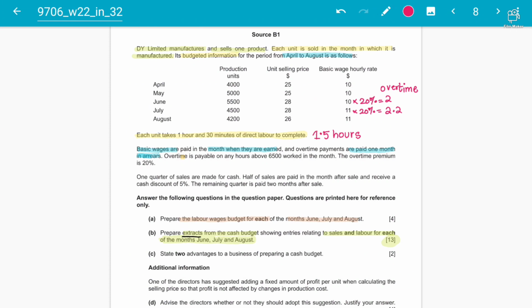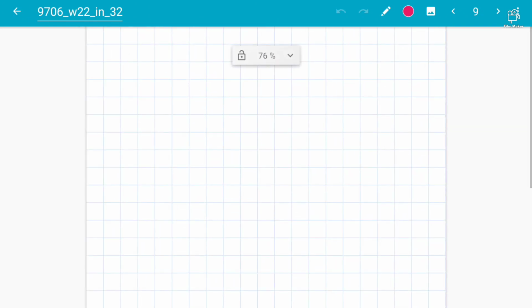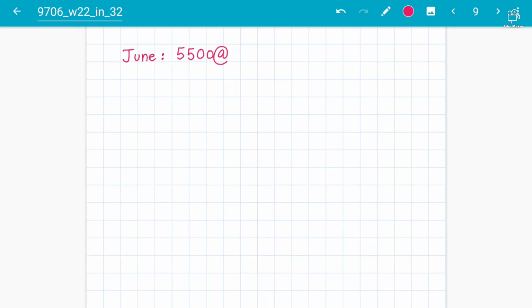Let's talk about June, because we already know. Let's start with June. You need to understand that, sir, in June we have produced 5,500 units and we are going to sell all of them. So the sales that we are going to make in June is 5,500 into $28. That is the split of June. It is going to come as 154,000 sales in June.